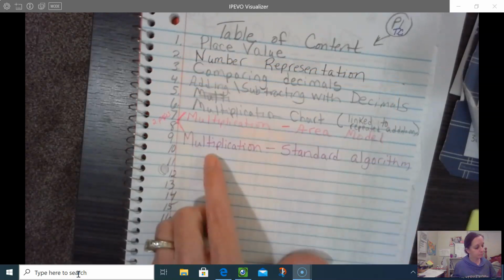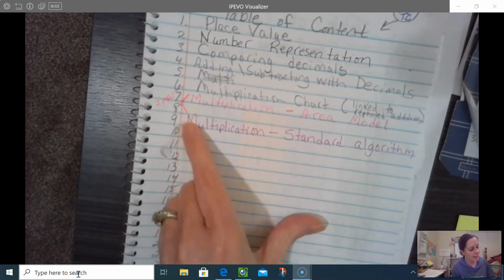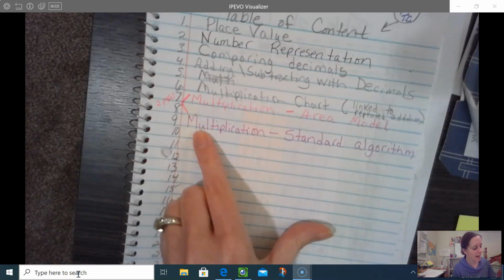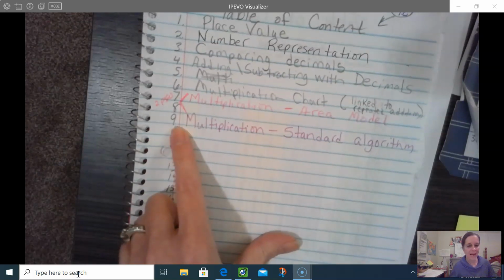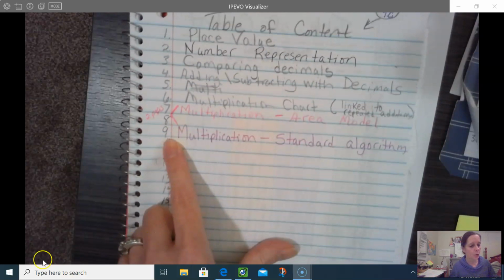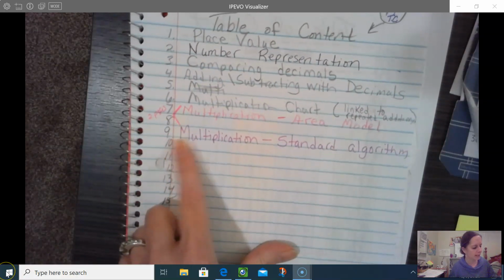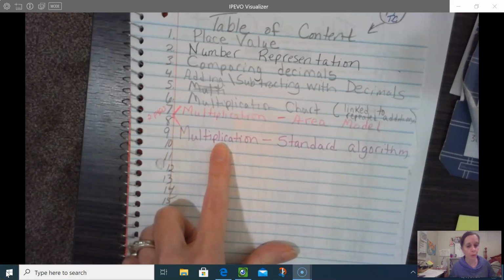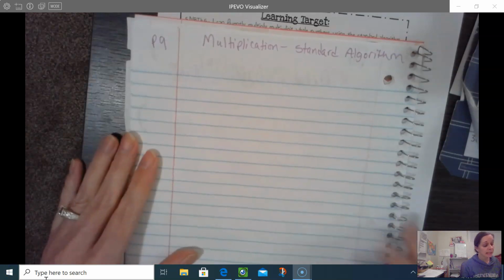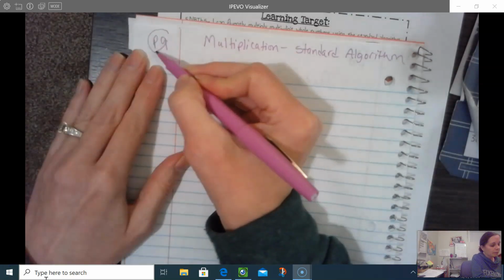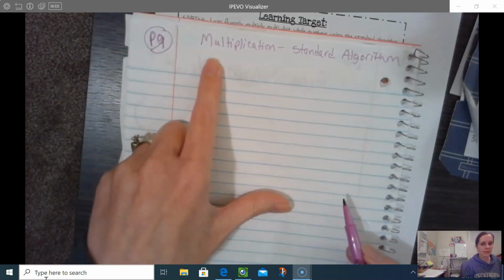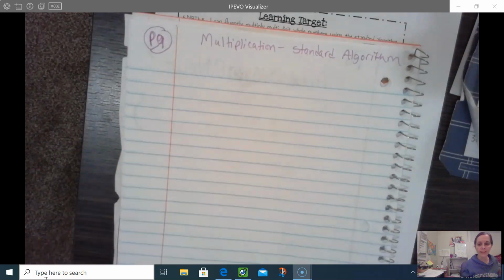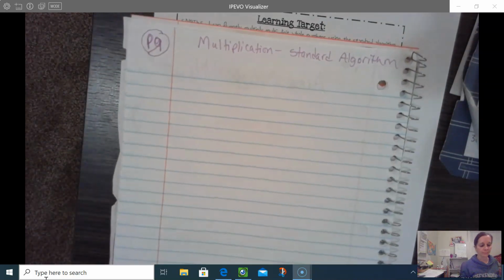So in the table of content, we had area model that we did last time. I would like you to pause the video and write multiplication standard algorithm. I am on number 9 in my table of content. Yours may be the same, it might be one off, but just pause the video and write this in. Turn then to your next clean and open page. So I'm on my next clean page. I have my page 9 written in the upper left corner, and then I've also given it a title, Multiplication Standard Algorithm. Pause the video and go ahead and get that written.